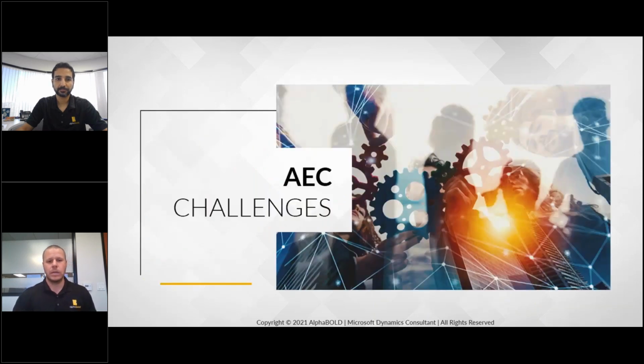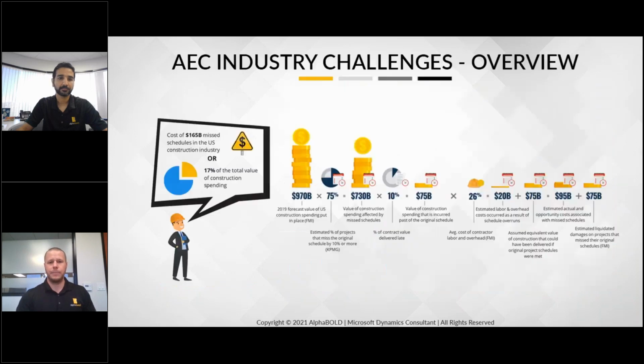Next slide. So let's dive into the challenges and put a little monetary perspective on what we are looking at here. A lot of the pain points we will be discussing in today's webinar result in missed schedules, and missed schedules cost the industry $165 billion a year, which is 17% of the total construction spend. We can break this down in the following manner. As you can see, 75% of projects are estimated to miss their schedules, with 10% of the contract value being delivered late. That's $75 billion of costs incurred after the original deadline.